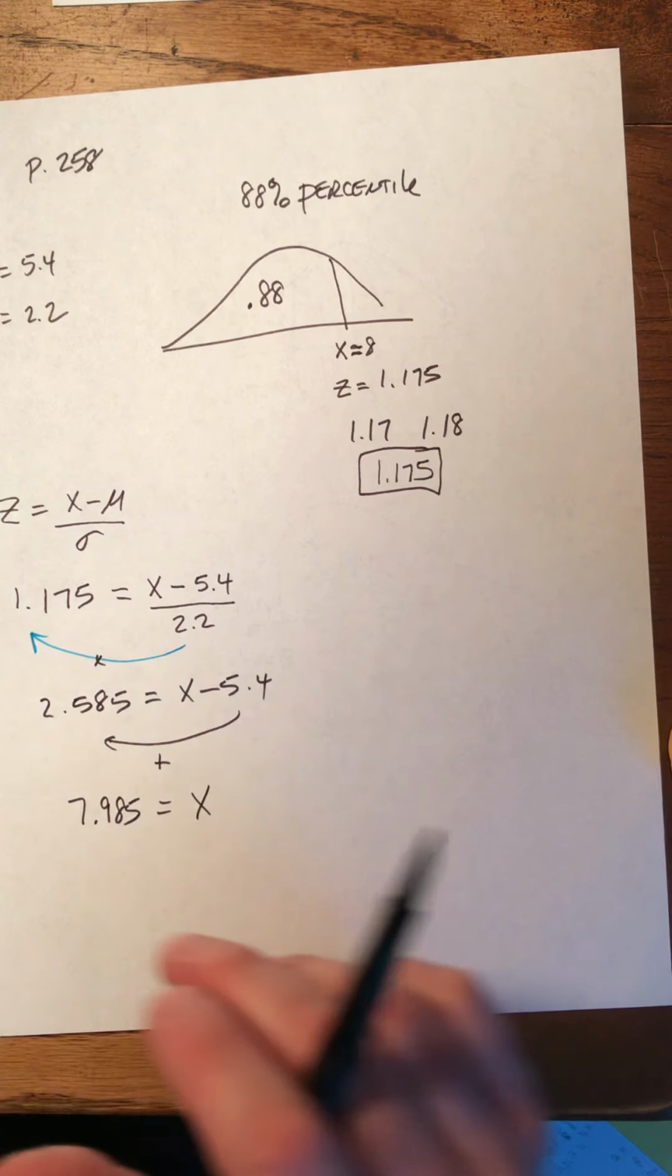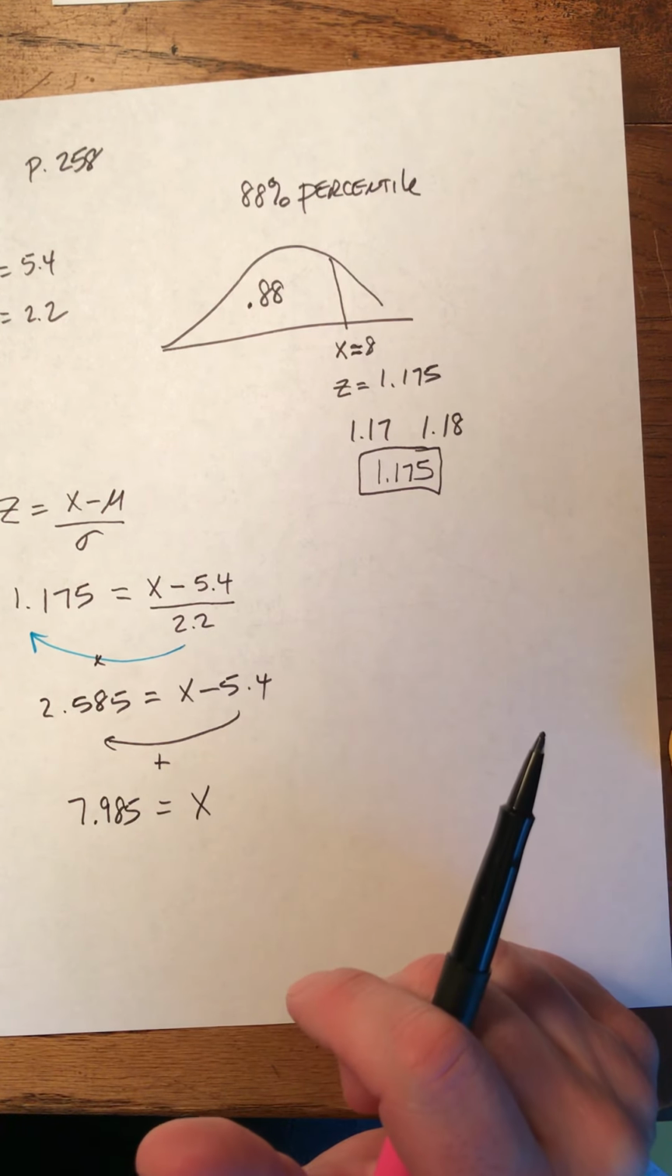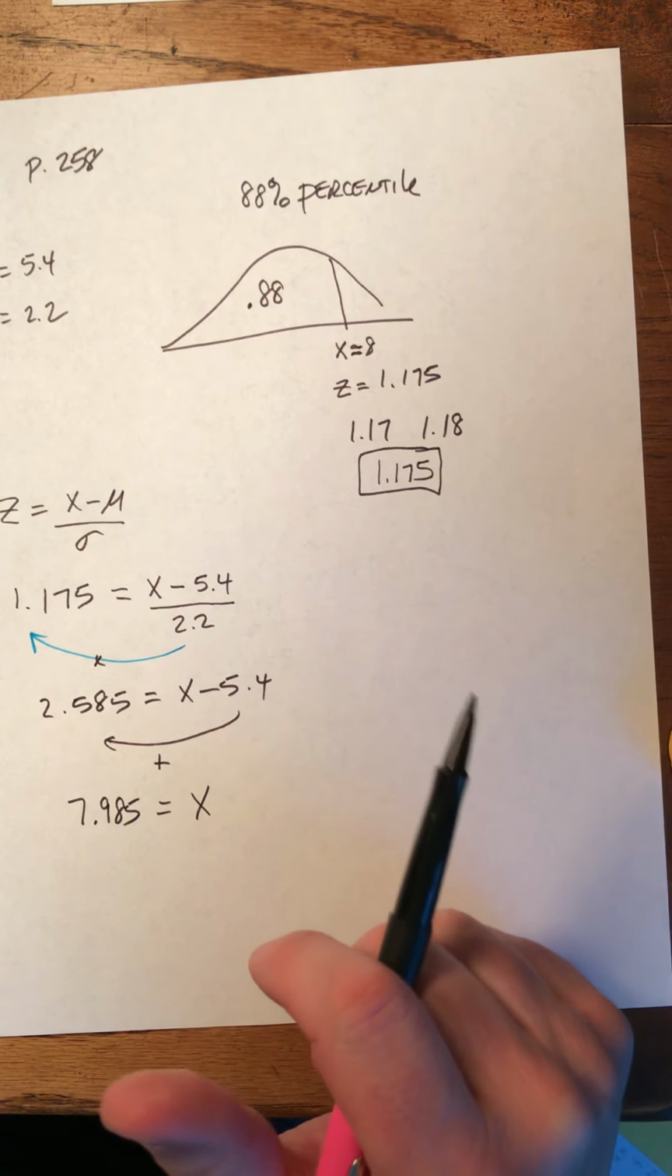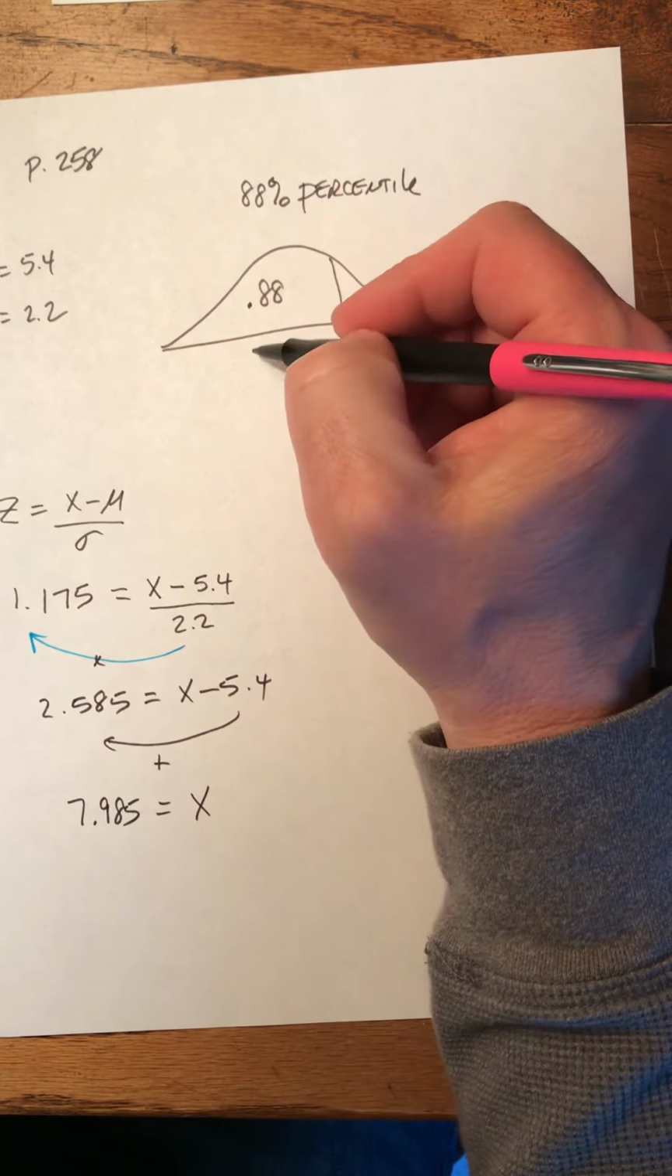So part B says the 61st percentile, and then part C says the first quartile. The first quartile would be just using 25%, 0.25 instead of this, and going through the same procedure. So I'm going to turn you loose on trying some of these.